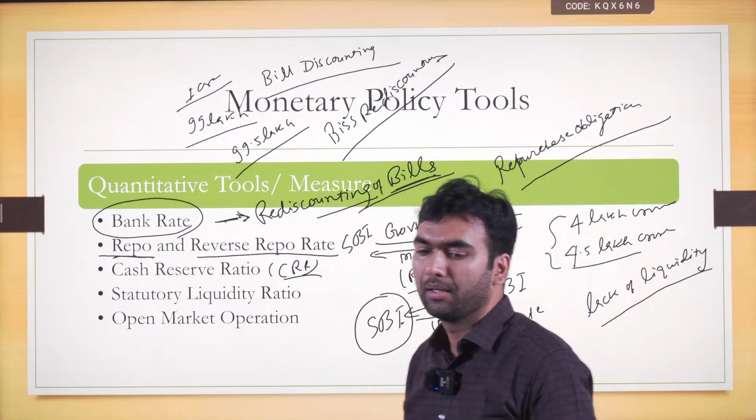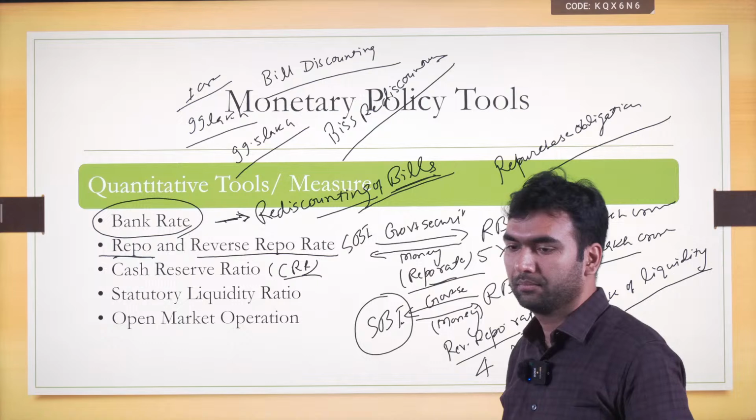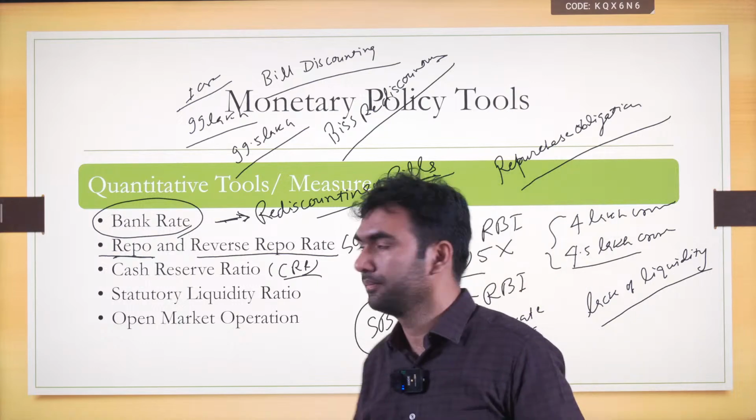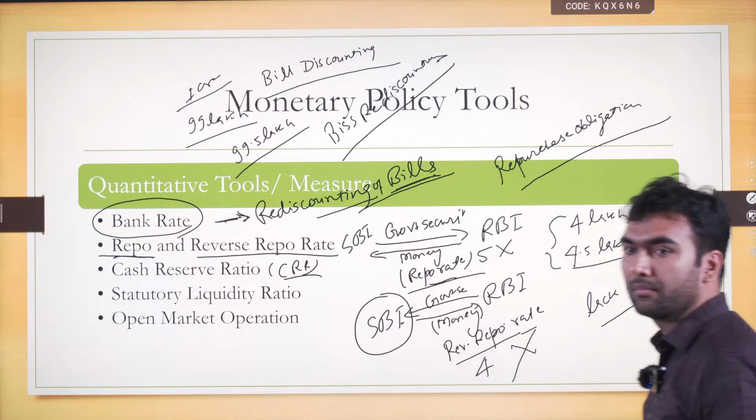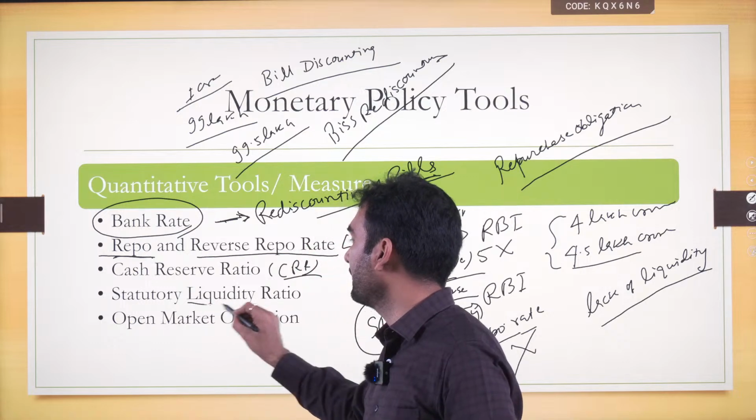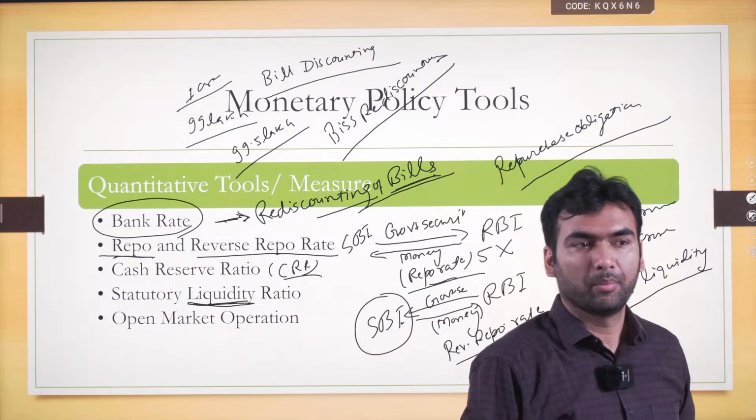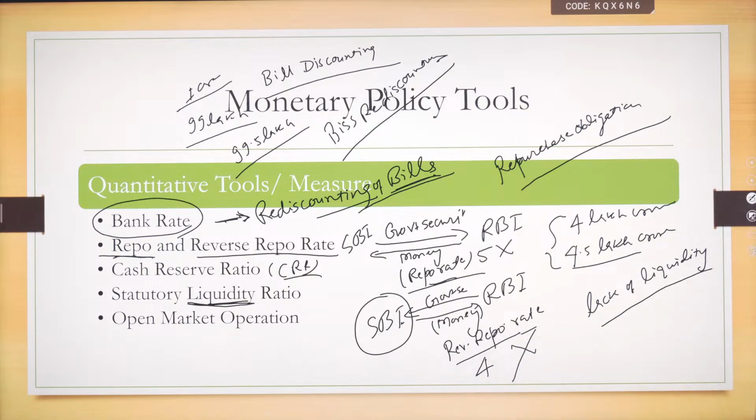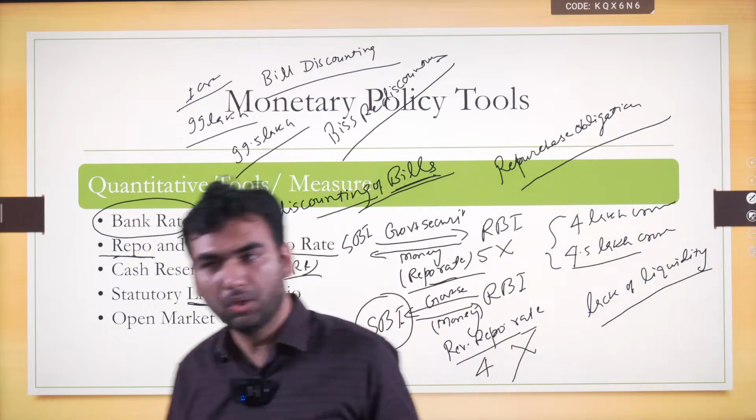Next is SLR. What is the purpose of SLR? What is SLR first? It is the percentage of public deposits which the bank has to maintain in liquid assets themselves. You may write it down: the percentage of total deposit that the bank has to maintain in liquid asset like cash, government security or gold.